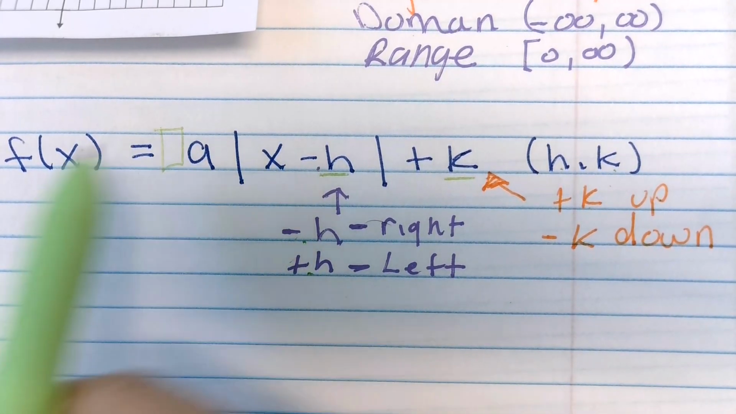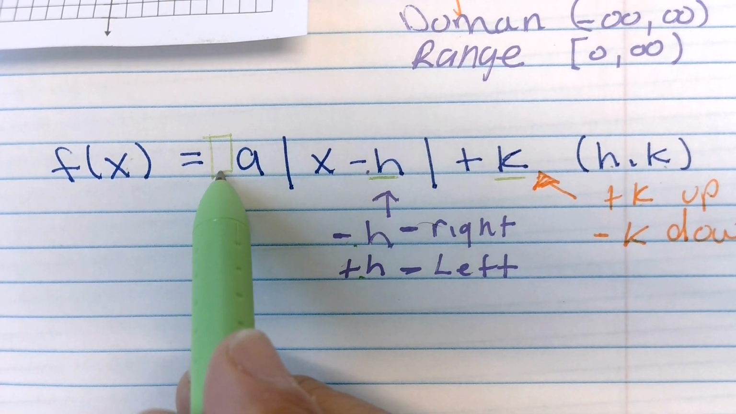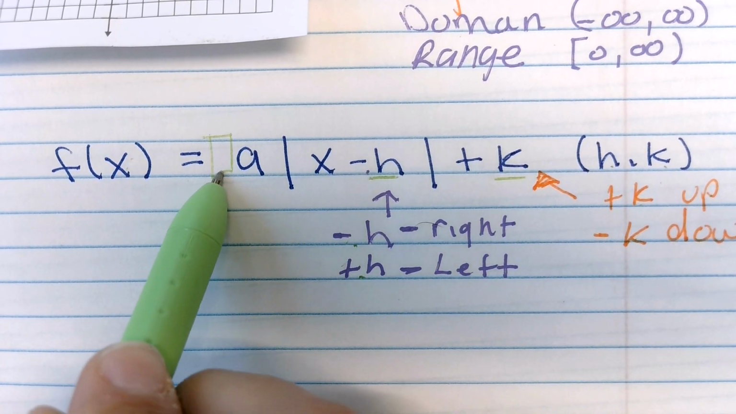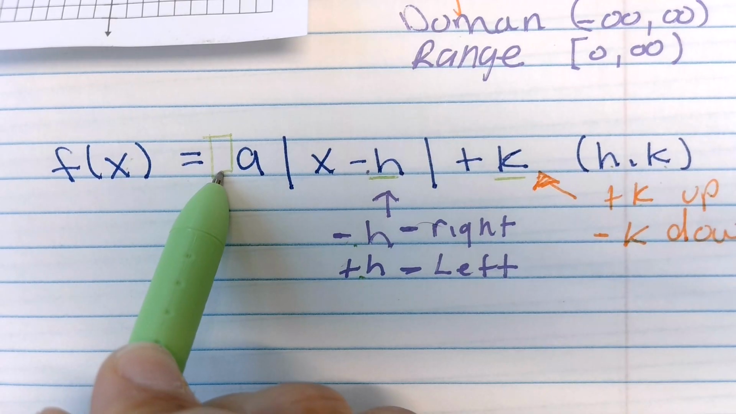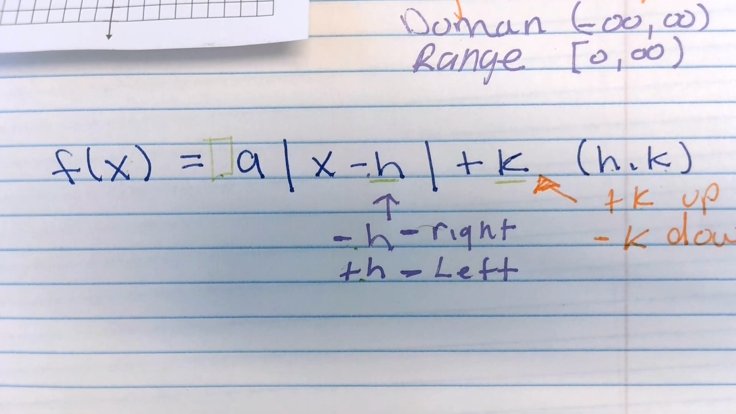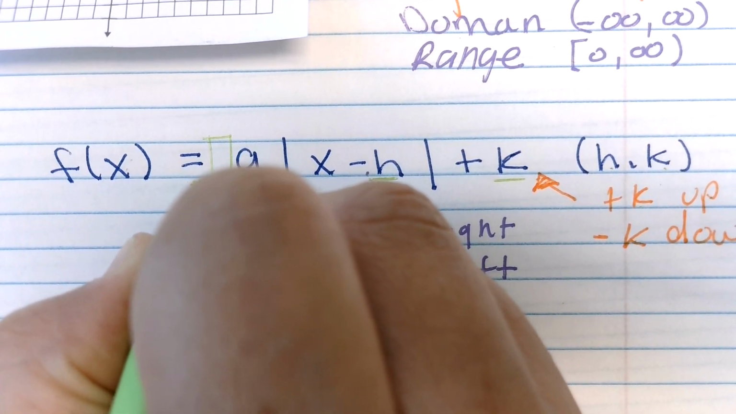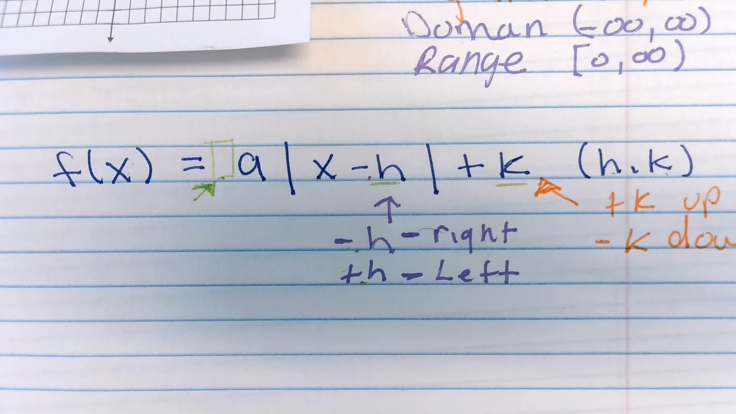Okay, now let's talk about the last letter. But notice I put a box in front of the last letter because there are two options right here in front of the A. You can have a positive or a negative A. And that does something different than the A. So we're going to talk about what happens if this is positive or negative.